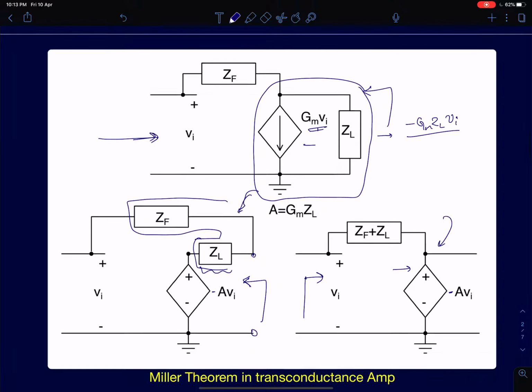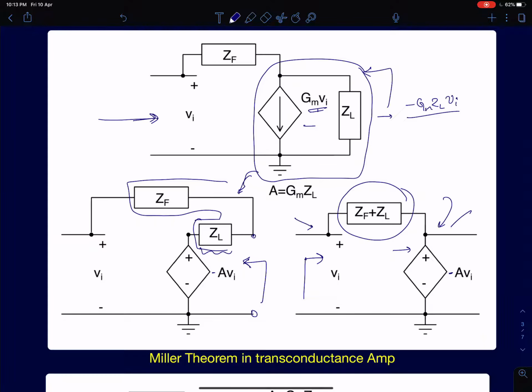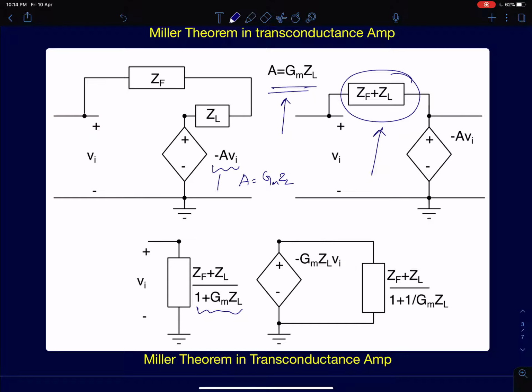So then the impedance connected between the input and the output terminals, as seen by the input, gets divided by the gain. So we see an impedance of value ZF plus ZL divided by 1 plus GM ZL, where GM ZL here is nothing but the gain. I've written it as minus A Vi here. A is nothing but GM ZL. That's what I've shown here. So you are going to see ZF plus ZL divided by 1 minus A, and A in this case happens to be 1 plus A, because this is minus A here.